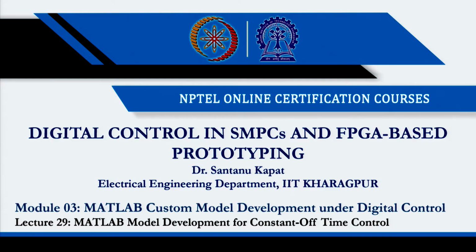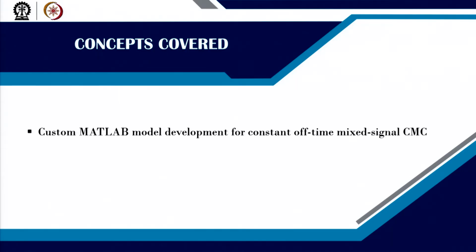In this lecture we are going to talk about constant off time mixed signal current mode control. This lecture is somewhat similar to our previous lecture, where we considered constant on time mixed signal current mode control. Here we are talking about constant off time. The only difference here is the modulator, that means your constant on time is replaced by constant off time, as well as the sampling edge, that means the point of sampling is different.